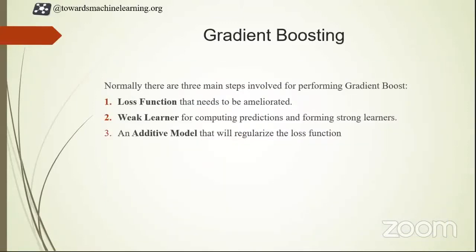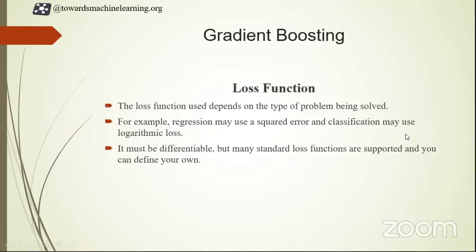Before starting the working, I would like you to see these three important things about gradient boost. One is the loss function that needs to be minimized. Second is the weak learner for computing the predictions and forming one strong learner. And at last, we have one additive model that will regularize the loss function. We will discuss all these three things one by one. First, we will talk about the loss function. What is this loss function?